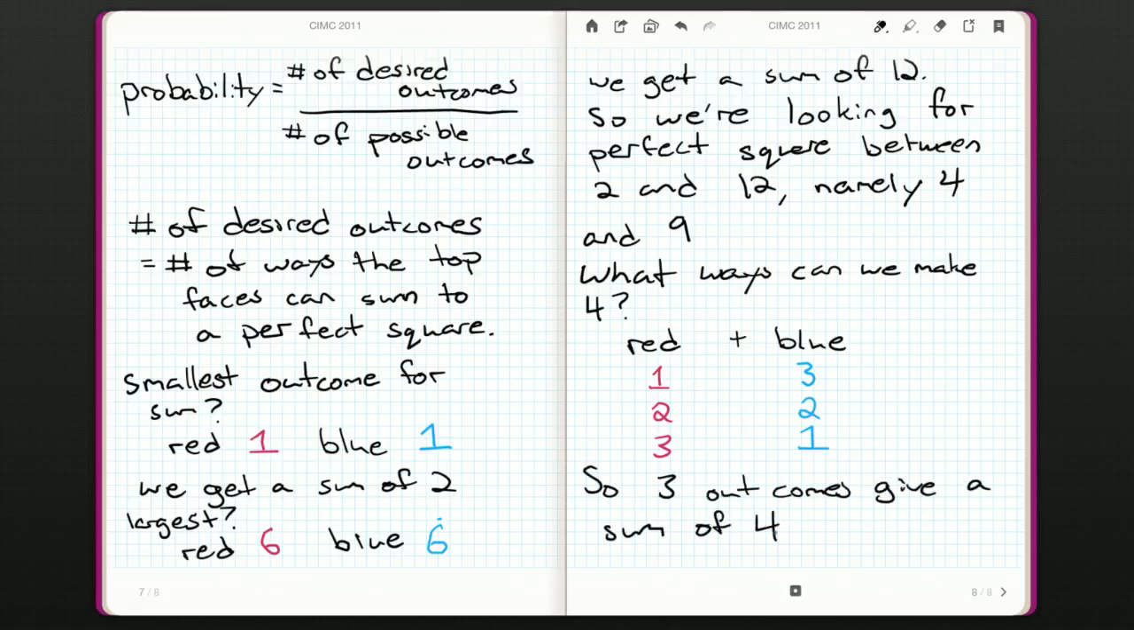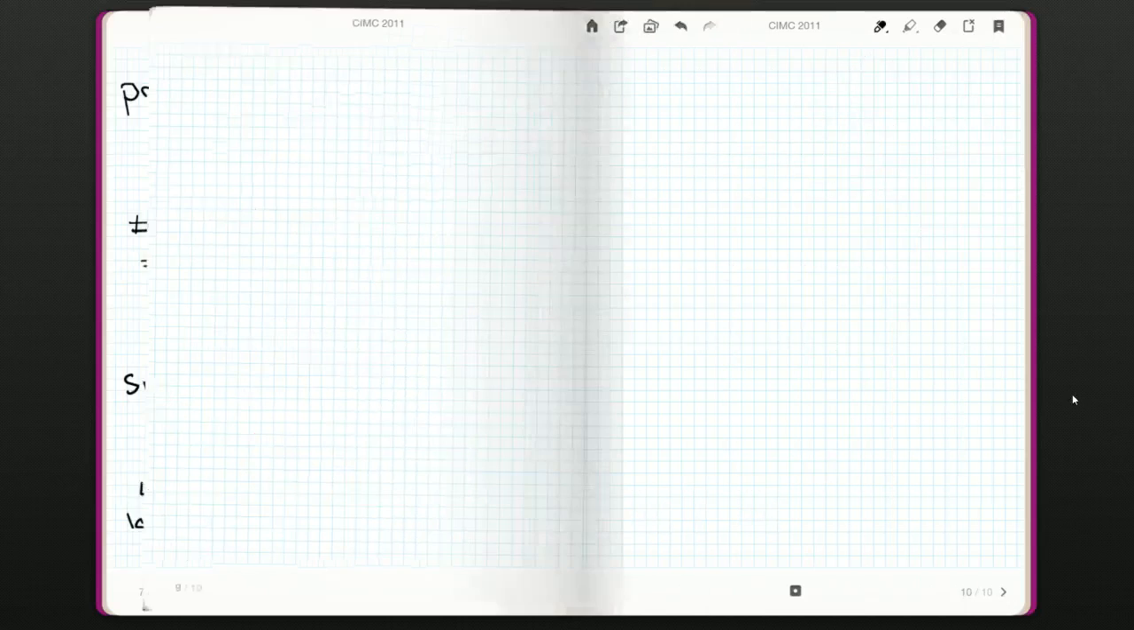So there's 3 possible outcomes when we roll our dice that give us a sum of 4, and that's one of our perfect squares. So we have the red die show a 1 and the blue die show a 3. We can have the red show a 2, a blue 2, red show a 3, and the blue show a 1. These are the only ways that we can get a sum of 4. So that's one of our perfect squares. What about our other perfect square? 9.